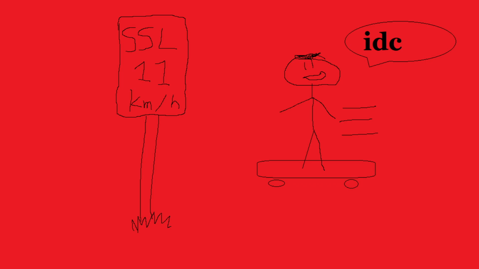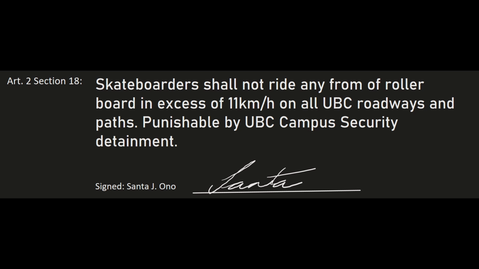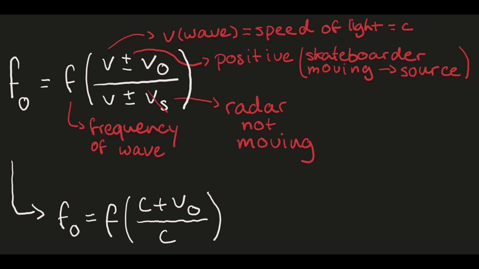The SSL, or skate speed limit, is clearly labeled in many spots on UBC campus as 11 kilometers per hour. Let's calculate how the officer knew the skater was exceeding the limit. To attempt to model this situation, we took the basic Doppler equation and decided to iron out some values that could either be canceled or determined.